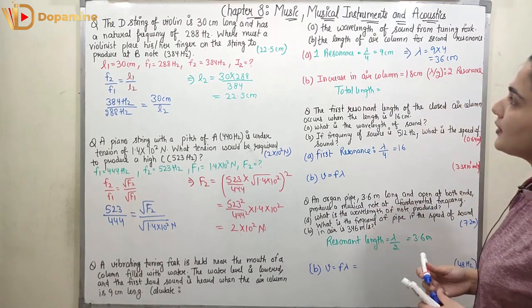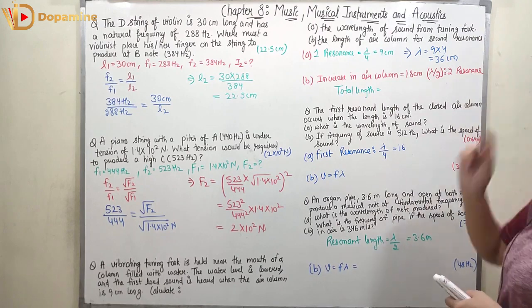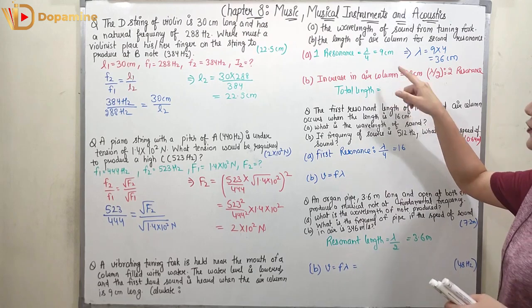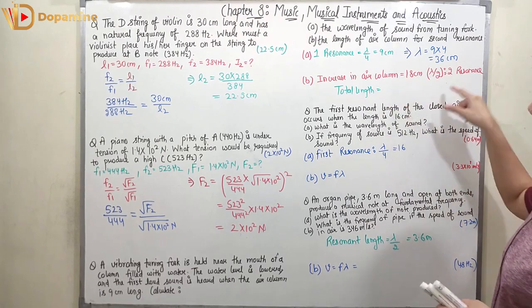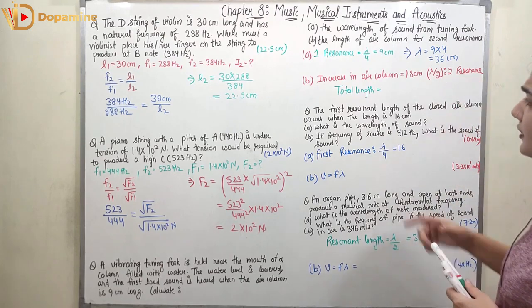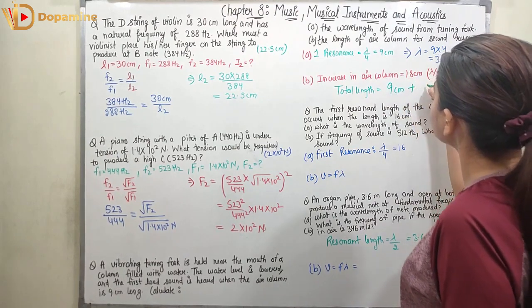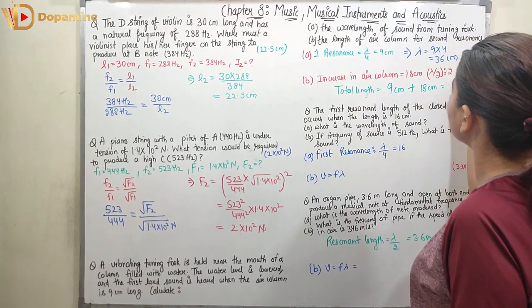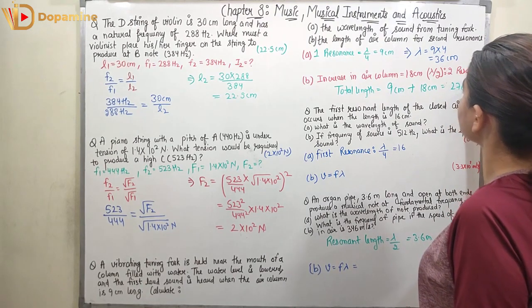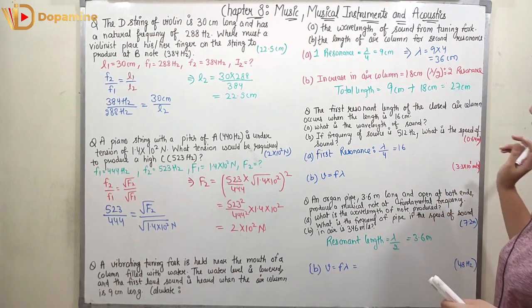Now the second thing that we have to find out is the length of the air column for second resonance. Because the water is lowered, there would be an increase in the column, so it will be equal to 18 centimeter, and we will have the second resonance at lambda by 2. So now the total length will be equal to 9 centimeter plus 18 centimeter, which is equal to 27 centimeter.